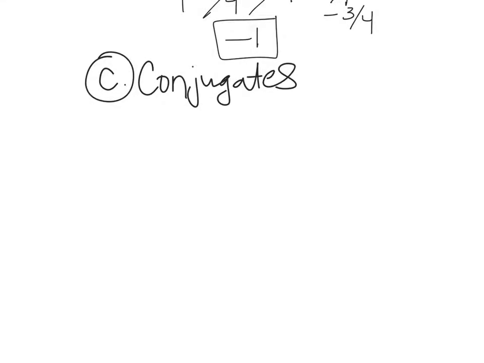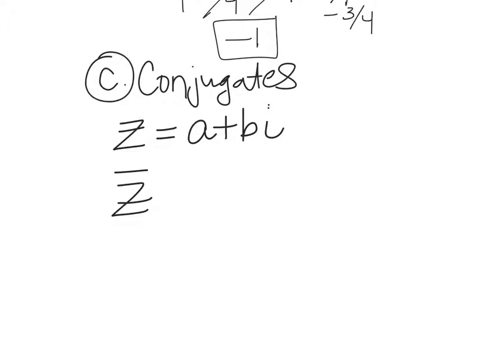Now, let's say that z is equal to a plus bi. Then z bar, that's what it's called, z bar.